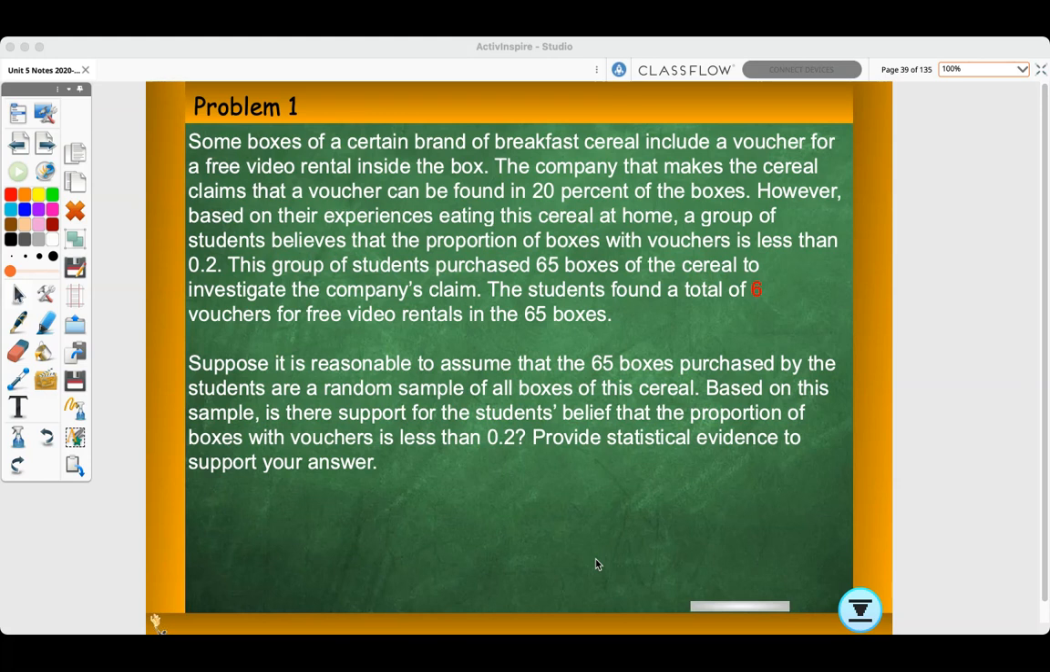This group of students purchased 65 boxes of cereal to investigate the company's claim. The students found a total of 6 vouchers for free video rentals in the 65 boxes. Suppose that it is reasonable to assume that the 65 boxes purchased by the students are a random sample of all boxes of this cereal. Based on this sample, is there support for the students' belief that the proportion of boxes with vouchers is less than 0.2? Provide statistical evidence to support your answer.